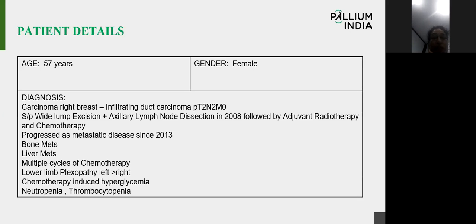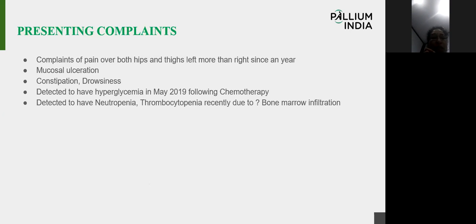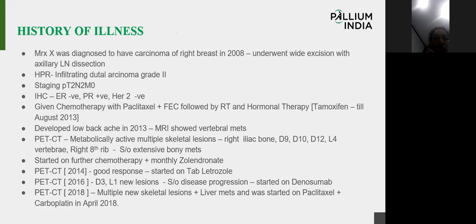She was given multiple cycles of chemotherapy, and later on she developed lower limb plexopathy, left lower limb more than right, and chemotherapy-induced hyperglycemia, neutropenia and thrombocytopenia. Now she has presented with complaints of pain over both hips and thighs, left lower limb more than right, since a year. She is also having mucosal ulcerations, constipation, drowsiness, and was detected to have hyperglycemia in May 2019 following chemotherapy, especially with steroids, and neutropenia and thrombocytopenia recently, maybe due to bone marrow infiltration or chemotherapy induced. Next slide, yes, thank you.